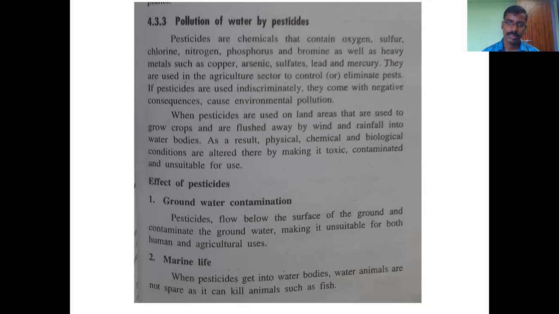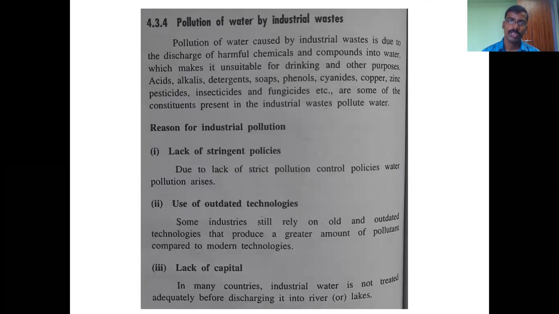Effect of pesticides: first, groundwater contamination, and second, effect on marine life. Pesticides flow below the surface of the ground and contaminate the groundwater, making it unsuitable for both human and agriculture use. Marine life: when pesticides get into water bodies, water animals are not spared as it can kill animals such as fish.